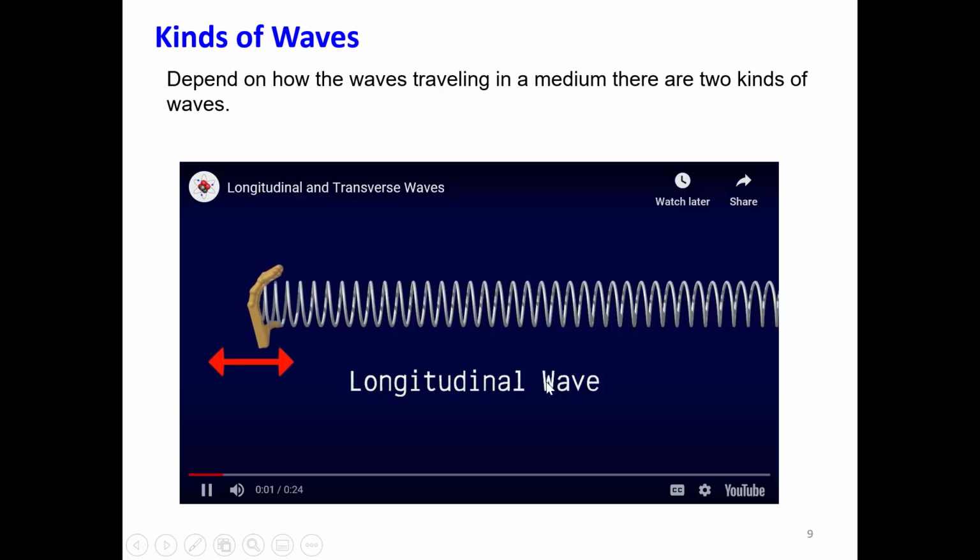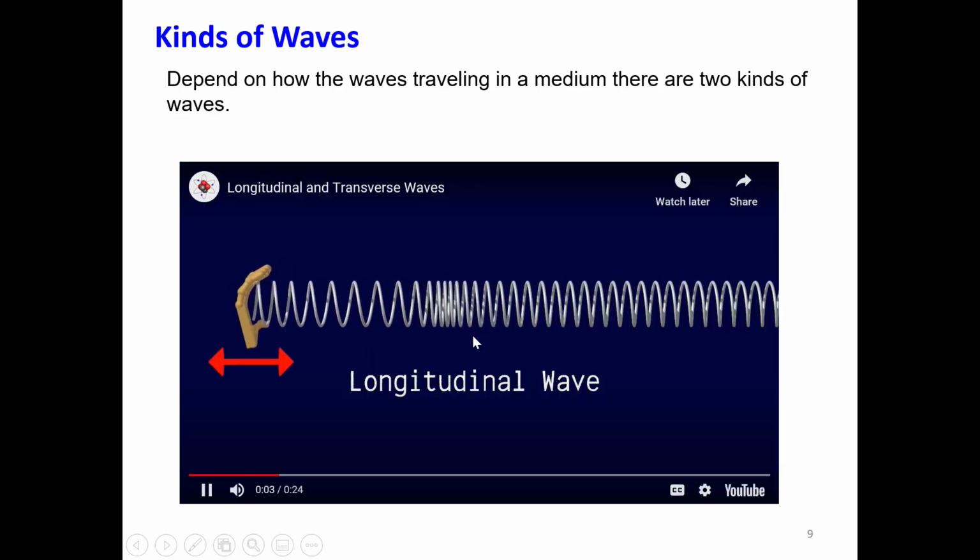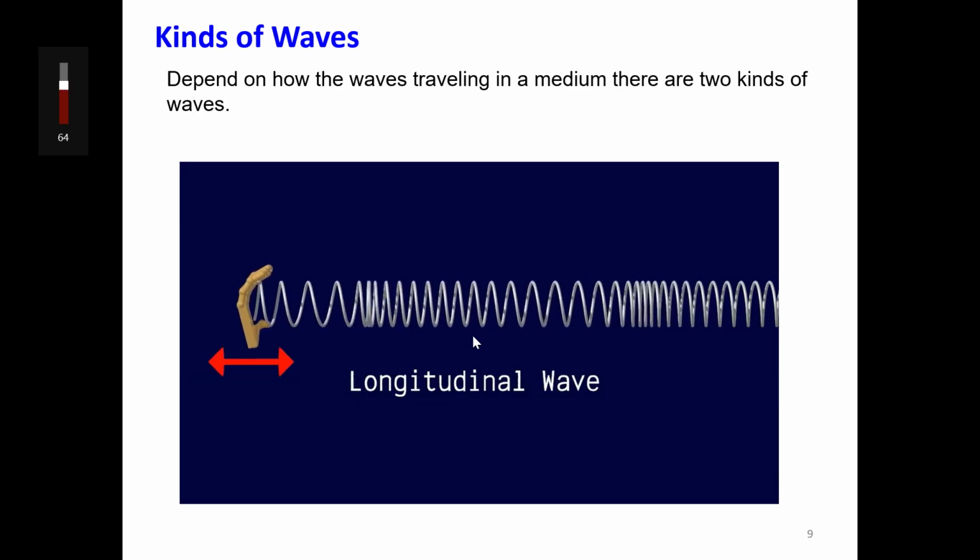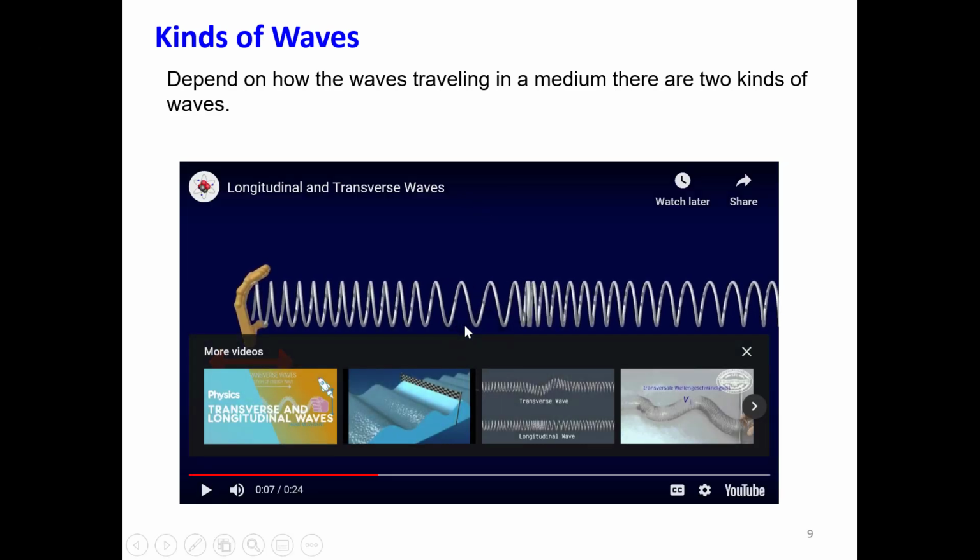In a longitudinal wave, the disturbance that makes up the wave is along the direction in which the wave travels. Longitudinal.